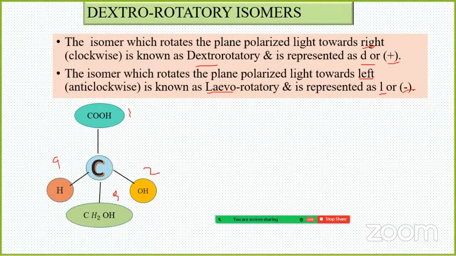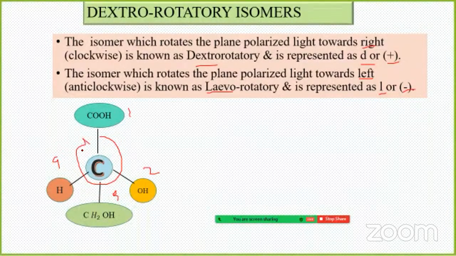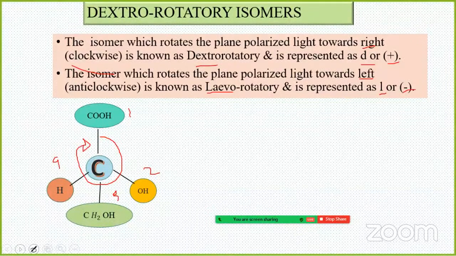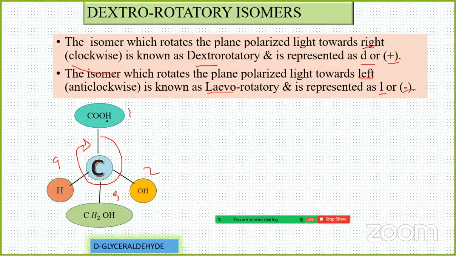Now look at the rotation, how the rotation is occurring in this compound. From 1, 2, 3, and 4, this is clockwise direction. See here, from left to right, we are traveling towards the right only, clockwise direction. Hence, this compound is known as dextrorotatory, D-glyceraldehyde. It is a glyceraldehyde compound because 2 OH groups and 1 carboxylic acid functional group are present.